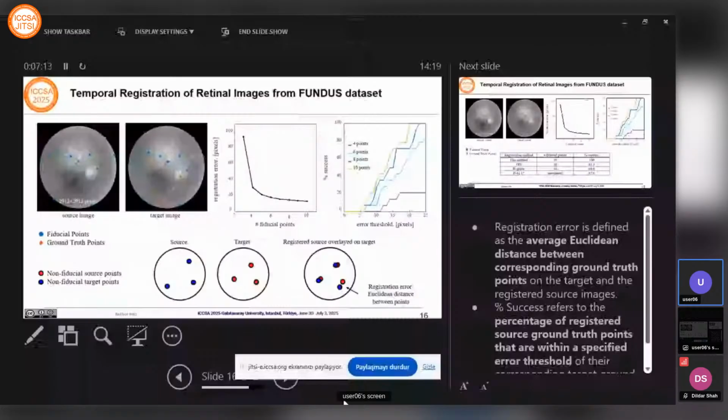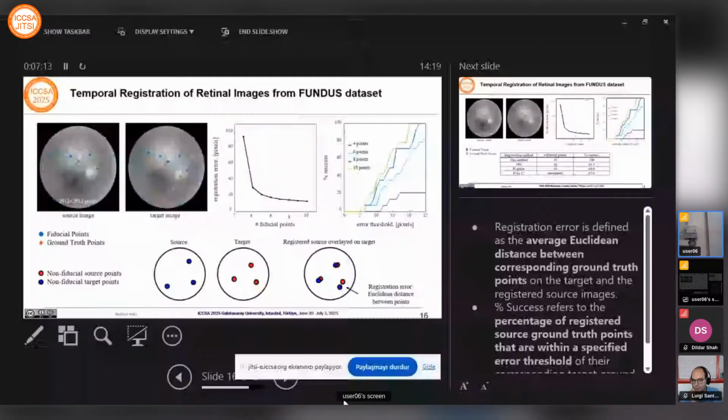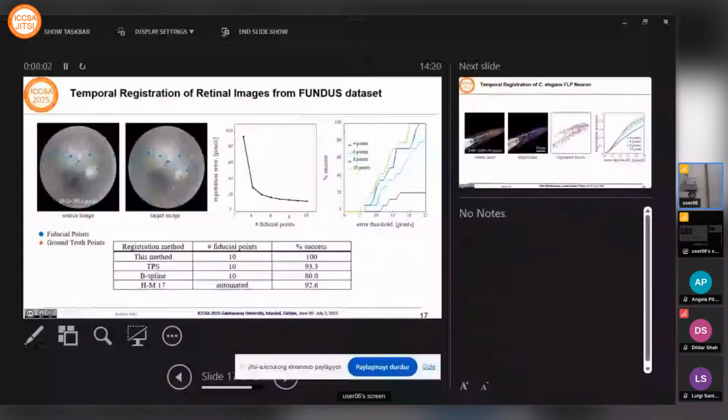Registered source. This method compared to three types of methods and approaches, typically the authors of the data set. We outperform them as well.